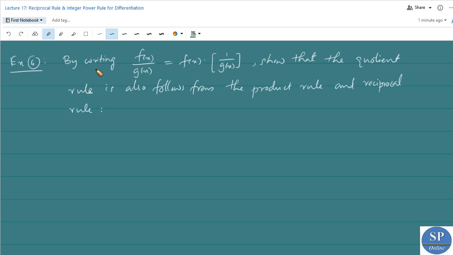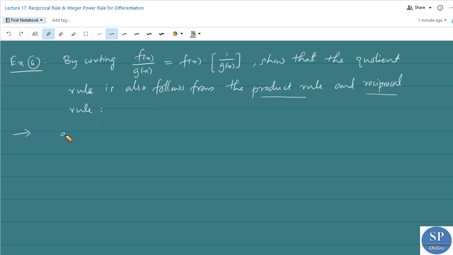One more question we have to discuss today is this. By writing f of x divided by g of x equal to f of x into 1 by g of x, show that the quotient rule also follows from the product rule and the reciprocal rule. Actually, we derived the reciprocal rule from the quotient rule. Now here we have to show that the quotient rule can be derived from the product rule and reciprocal rule.